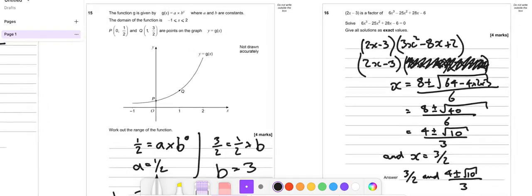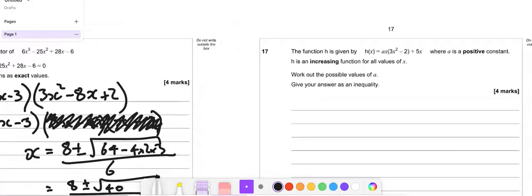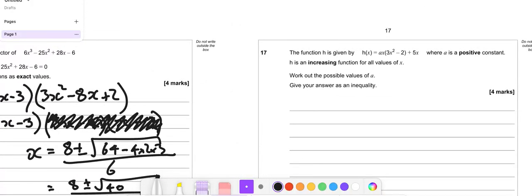Okay. 16, question 17. The function is given by that, where h is an increasing function for all values of x.